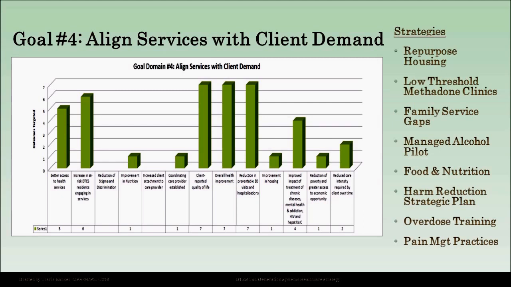Goal domain number 4, so that's aligning services with client demand. So strategies that are being identified for this area to help with performance in this area, but also evaluating performance in this area. Repurposing available housing, low threshold methadone clinics, family service gaps, a managed alcohol pilot, food and nutrition programs, harm reduction and strategic planning, overdose training, and pain management practices. So implementing these programs or expanding on these programs, these service areas within the downtown east side.